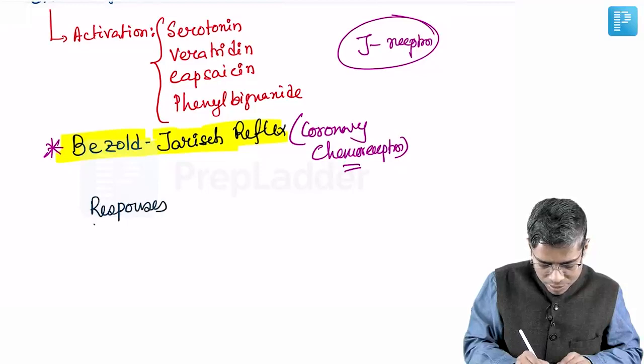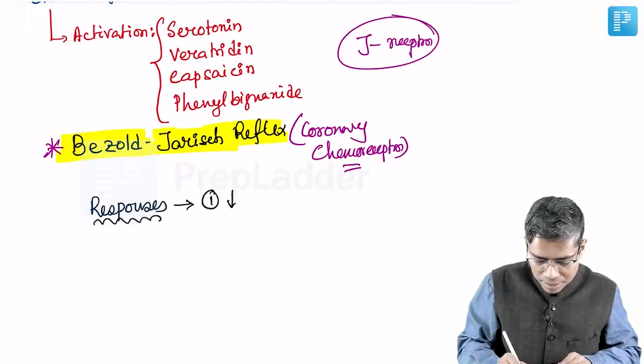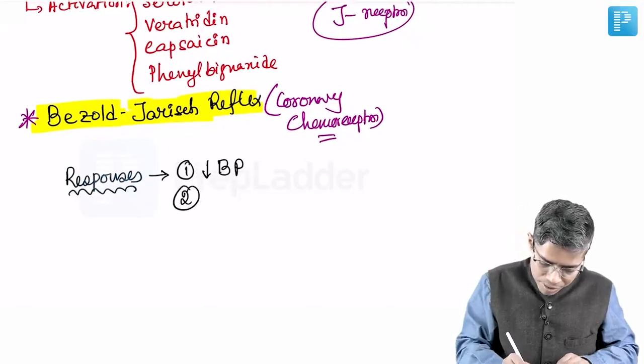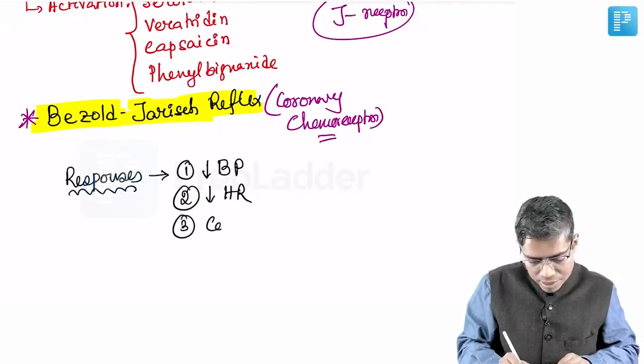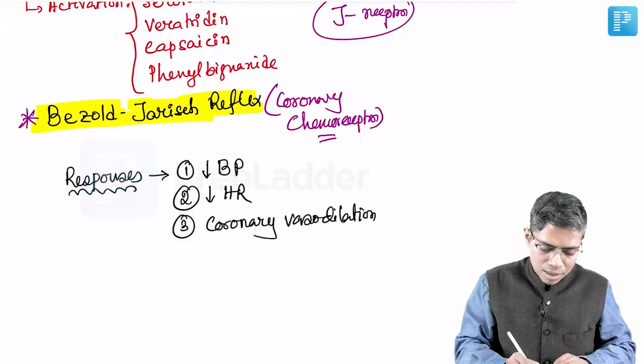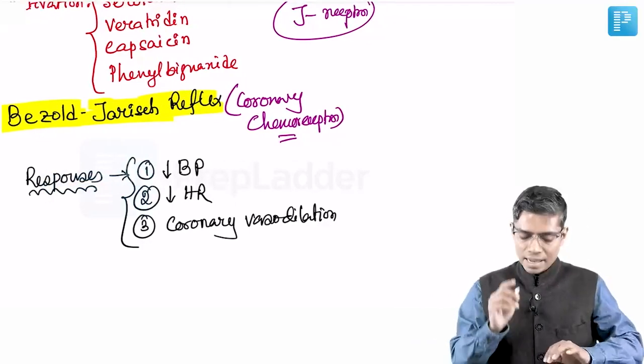Responses. Number one, there will be severe hypotension, a decrease in blood pressure. There will be severe bradycardia, and number three, there will be coronary vasodilation. These are known as the triad of the Bezold-Jarisch reflex.